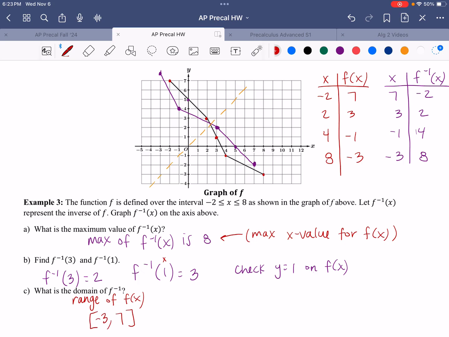So I answered it based on the range of the original, or go look and see -3 to 7. Yep, that's the domain of the inverse. Based on the endpoints, that would be a faster way to check.